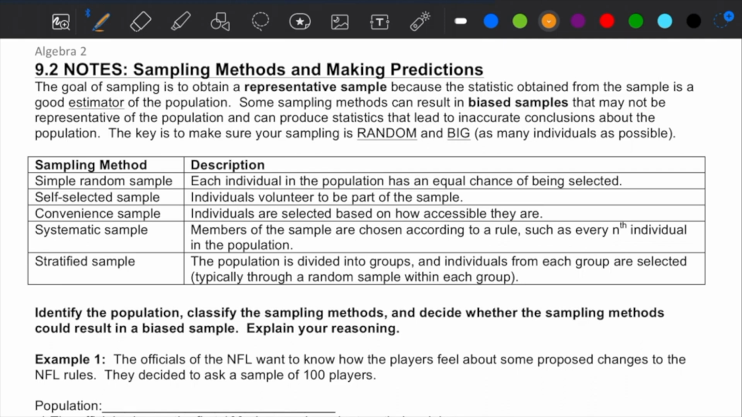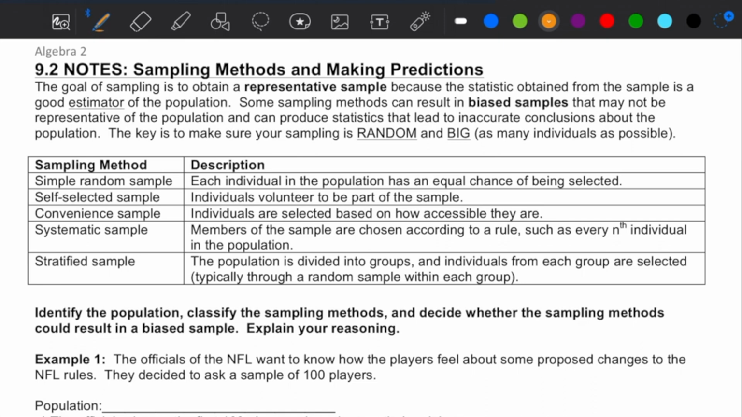So some sampling methods can result in biased samples though. Those might not be representative of the population, and those can produce statistics that lead to inaccurate conclusions about the population. And so the key is to make sure the sampling is random and that it's very big. So you want as many individuals in the sample as possible.